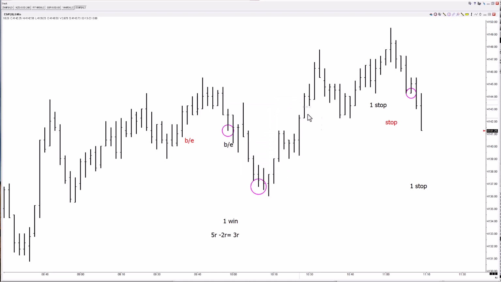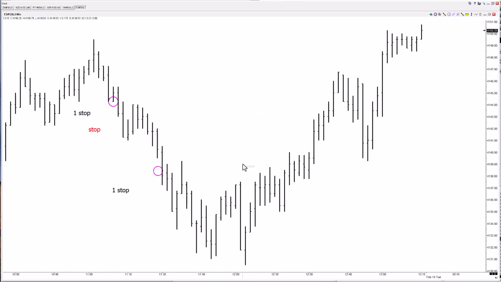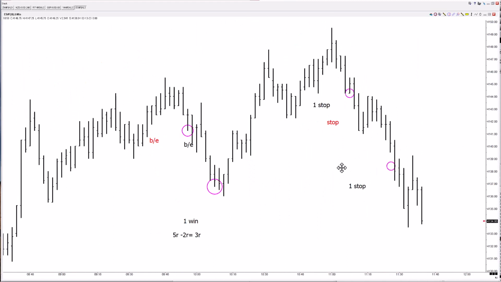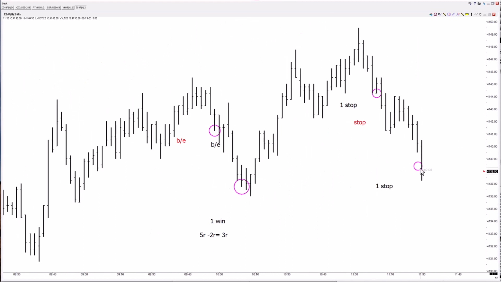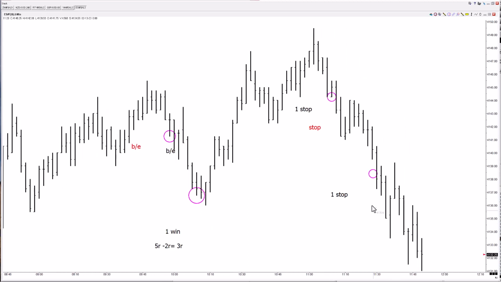Okay, so I look and I say, you know what? There is no way I'm taking this next one because I know the market's going down. And so you don't take that one. And you congratulate yourself for knowing that the market was going down. So this was a pass.